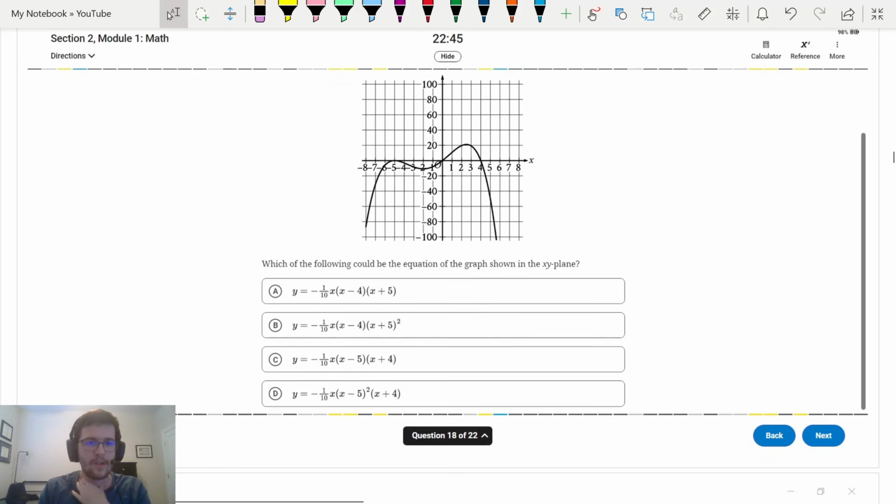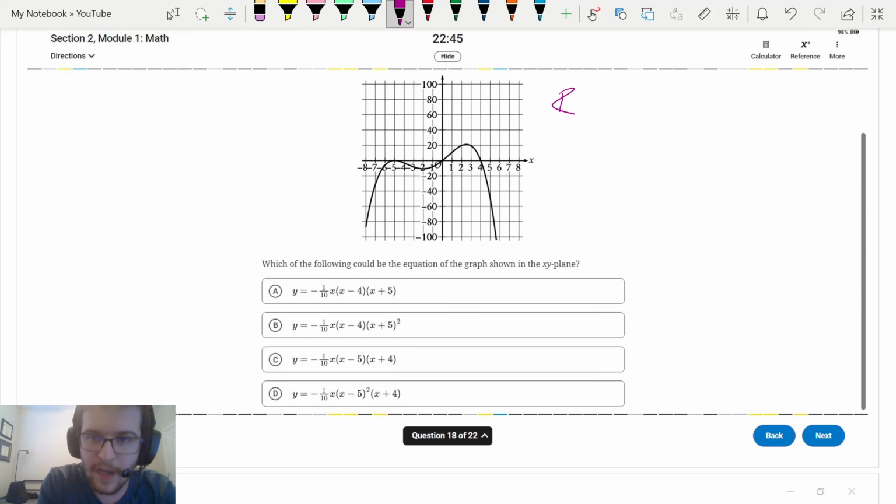Okay, great. So for this question, what you have to do is find the x-intercepts, and then find the factors. So the x-intercepts or roots, let's circle them. The first one's -5, next one's 0, and the next one is 4.